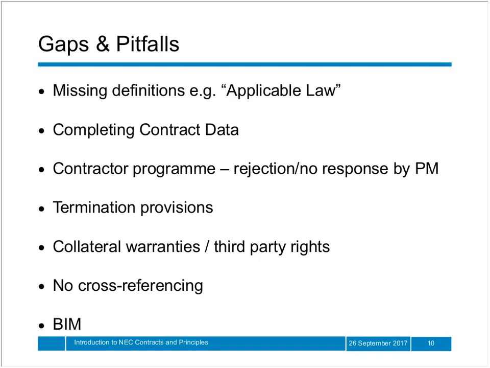The first gap is in the definitions within the NEC contracts. These contracts have two types of defined terms. Firstly, those that are defined in the contract data section, where the terms are usually written in italics. And secondly, those that are defined within the core clauses section, usually written with an initial capital letter. NEC contracts, however, do not have an exhaustive list of definitions.